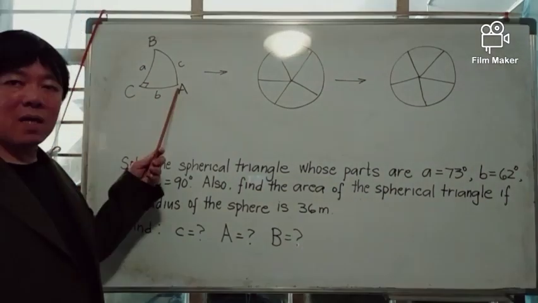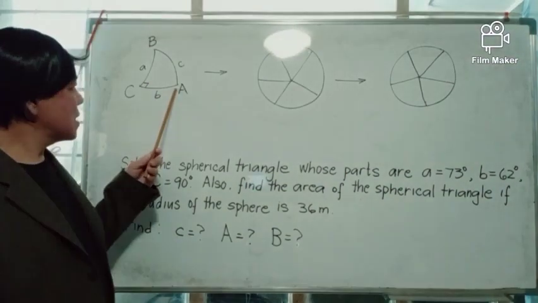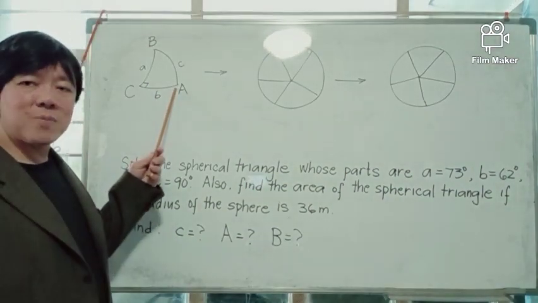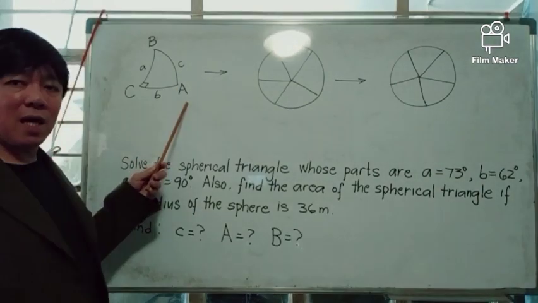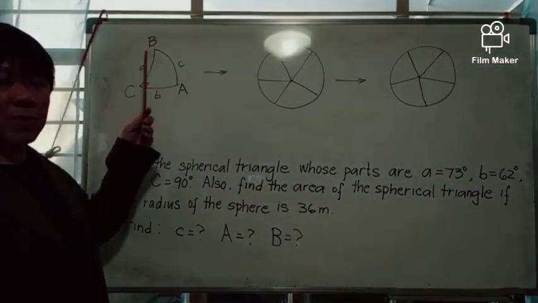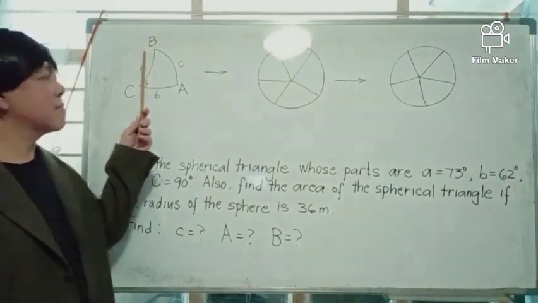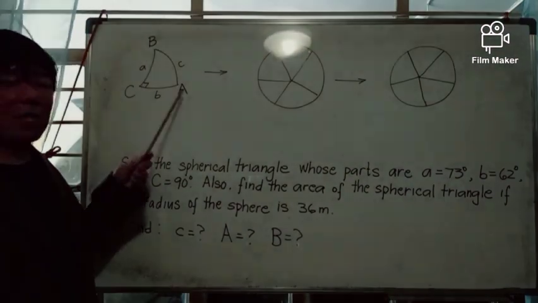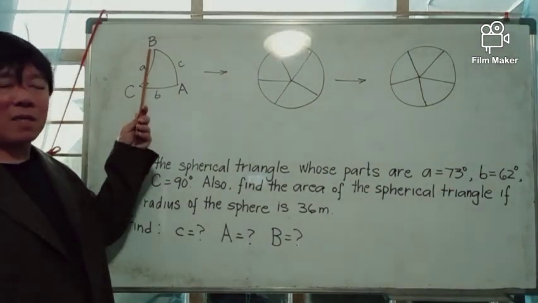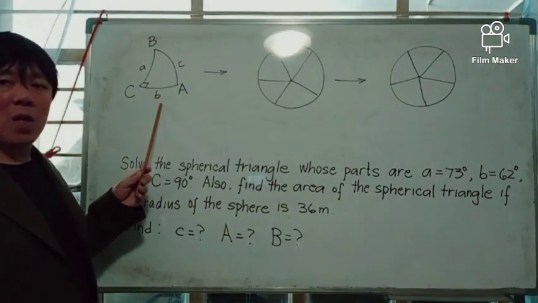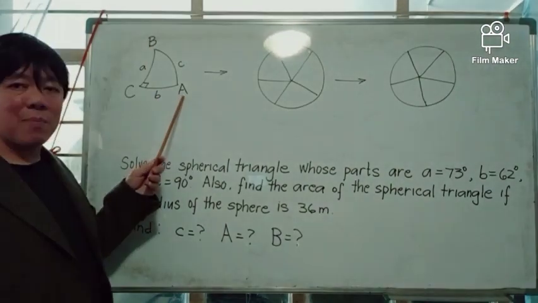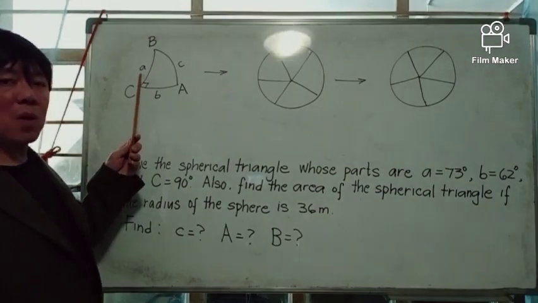I indicated this vertex of the spherical triangle by a capital A and the other vertex by capital B. Of course, you can interchange. You can write capital A here and this will be small a. If you write capital B here, this will be small b.